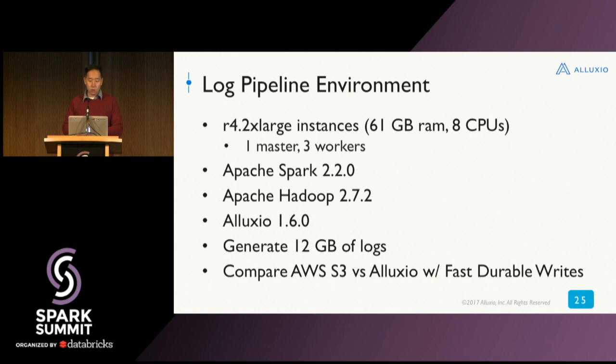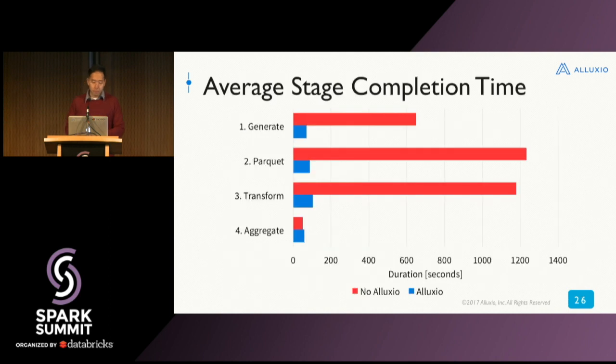And we essentially ran it once with the S3. We ran the pipeline in S3, sharing the data with S3, and also sharing the data with Alluxio and fast durable writes. And so we ran the pipeline 3 times in each configuration, and we took the average completion time of each stage. And so here is a graph of that data.